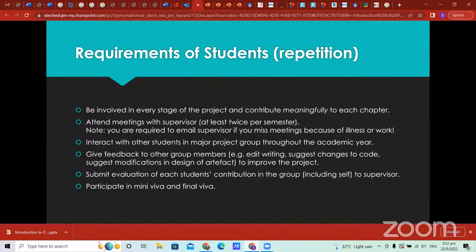You are expected, unless the supervisor is sure that everybody was very involved in everything, which does happen sometimes, we are requiring that you submit an evaluation of each student's contribution, including yourself, to the supervisor. And you should, as we said already, participate in both oral presentations. We call them the mini Viva and the final Viva.